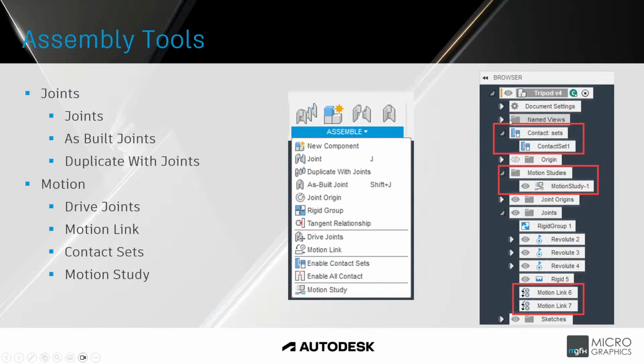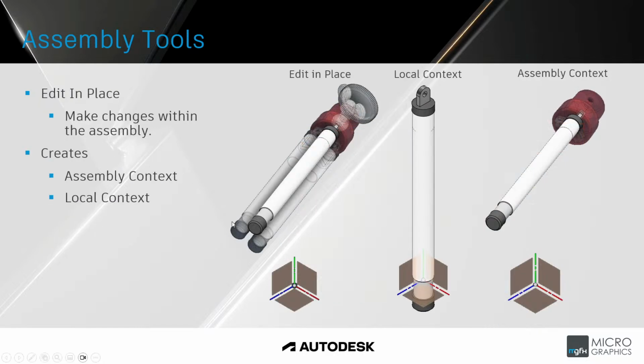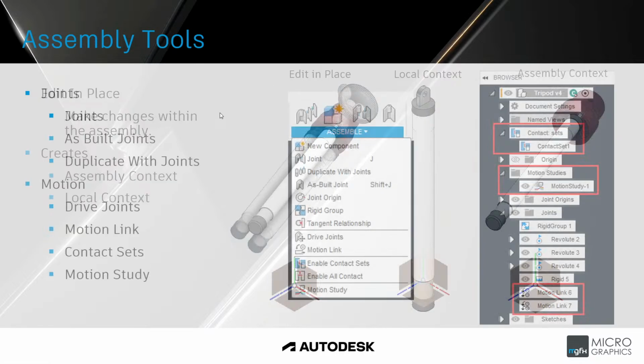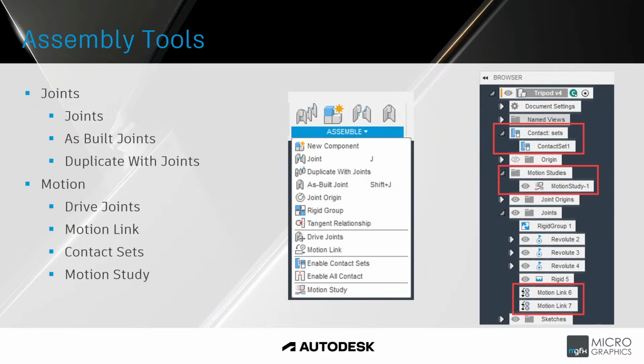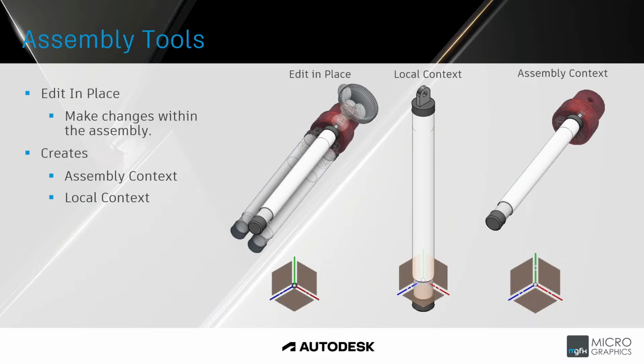And you'll see all of these as you create them, they do come up in the browser. We'll see contact sets. I've got the contact sets there in the browser, the motion study entry in the browser, and you can create more than one motion study as well. And then the motion links, you can see motion links here as well. You can create various motion links there as well. So those are a couple of the assembly tools that are available. Kind of done that quick demo there already on those as we're talking about them.